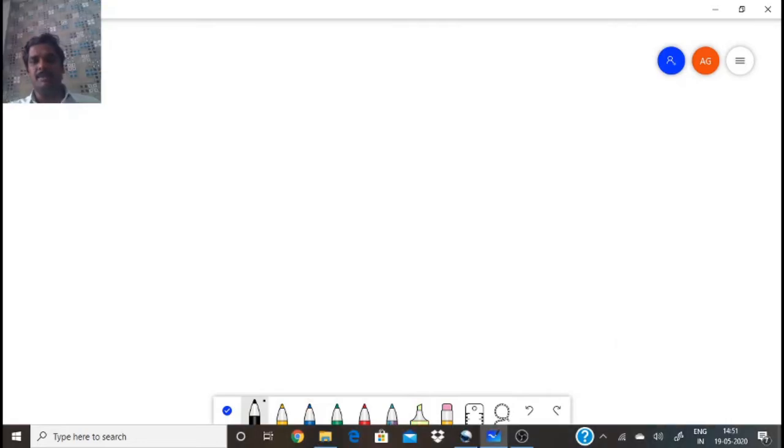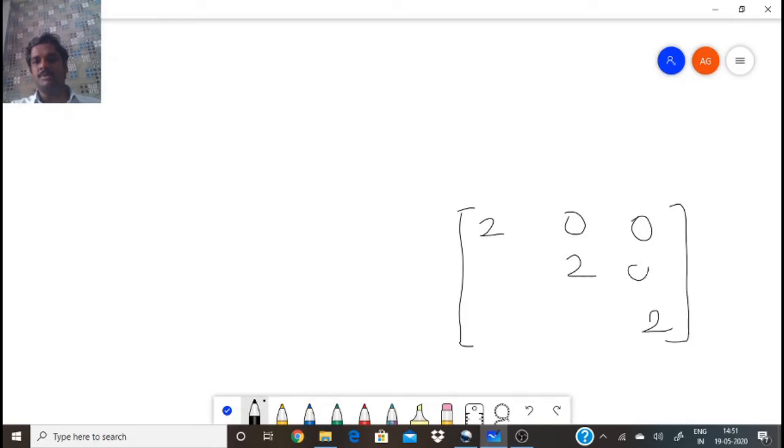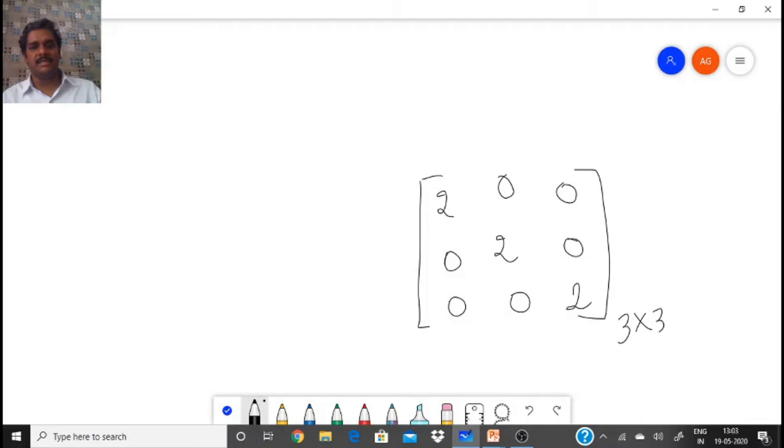So to give an example of a scalar matrix, I'm going to take a square matrix of order 3 in which I'm going to set the diagonal entries the same. Suppose I'm taking, let's say, 2 on the diagonal, and I'm going to set non-diagonal entries 0. So here you get an example of a scalar matrix. This is also written as 2I3.